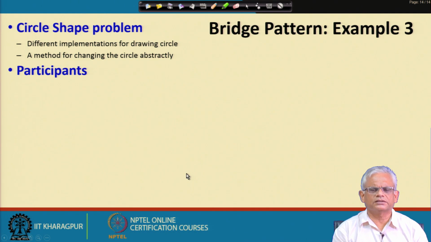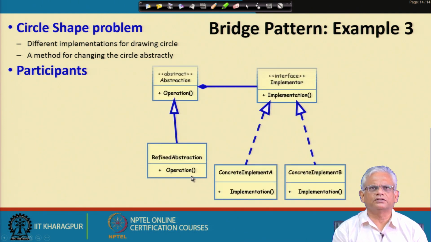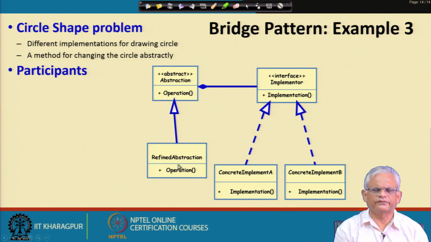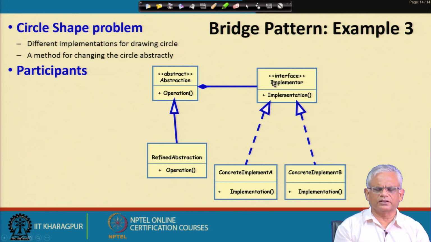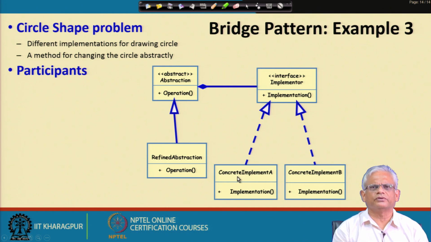It is again a straightforward application of the bridge pattern. So, here the abstraction and the refined abstraction is the shape, circle shape, and the concrete circle shape, where we can have various operations like resize, change fill pattern, change color, and so on, and then the implementation hierarchy, where we have implementation on web browser, smartphone, and so on.